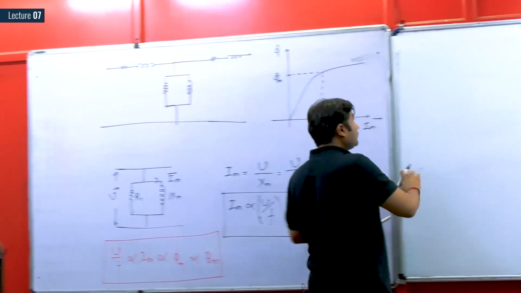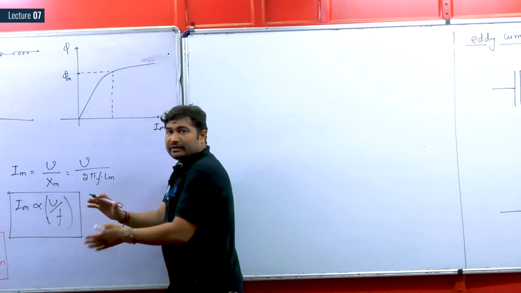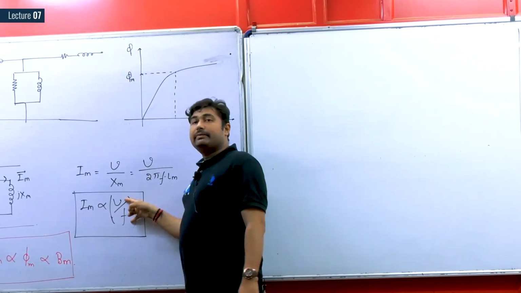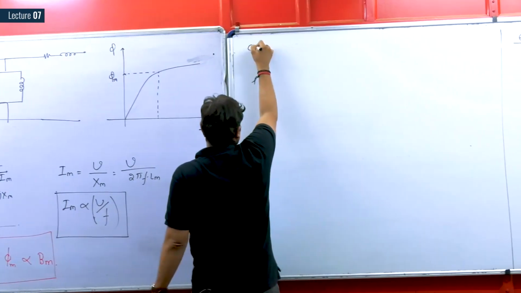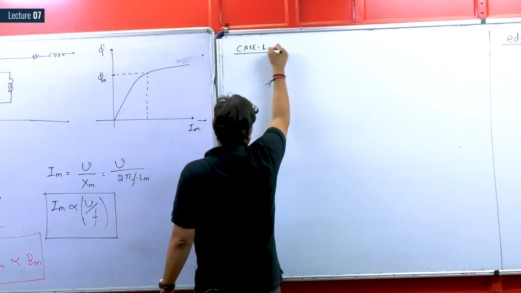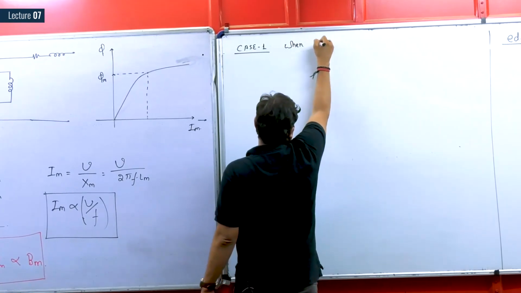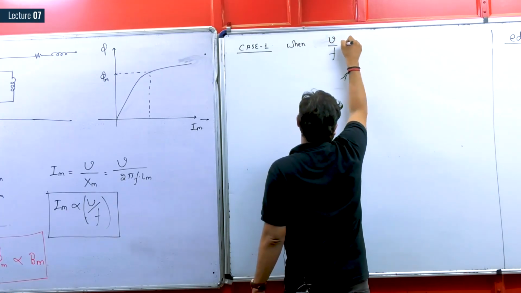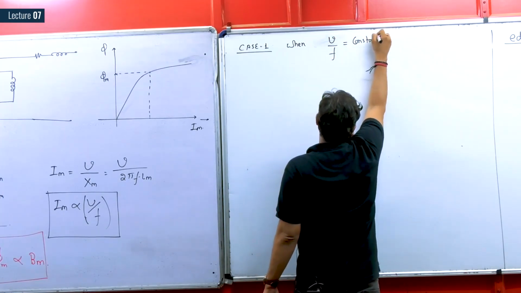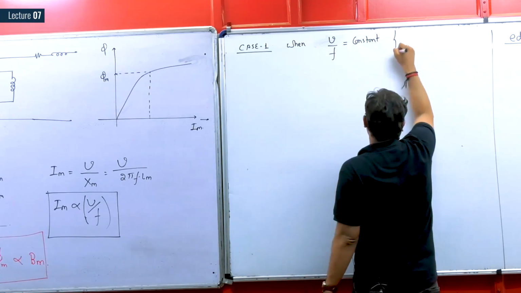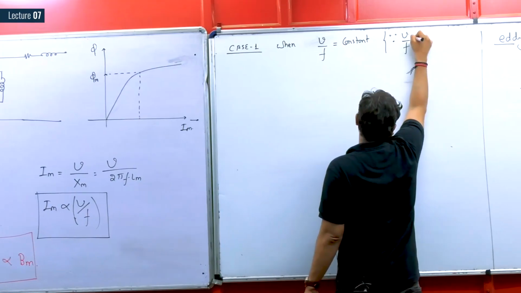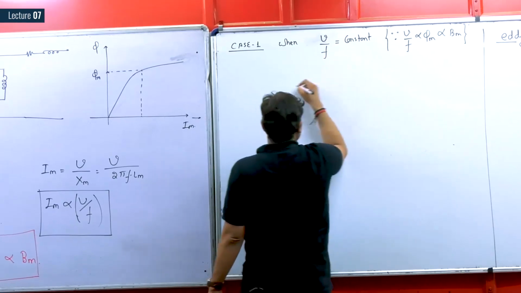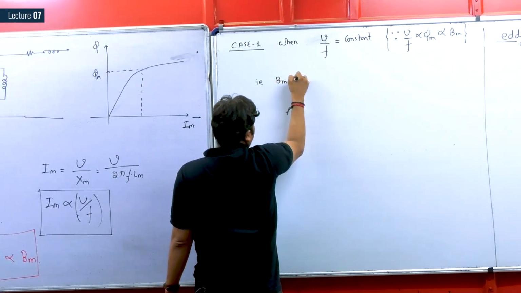Now please see. Now I am going to define two different cases. First, I will change the voltage and frequency both in such a way that the V by F ratio will remain constant. So, case number one, when V by F is constant. Since V by F is proportional to phi m, which is proportional to Bm, one can say V by F is constant, that is, Bm is a constant.